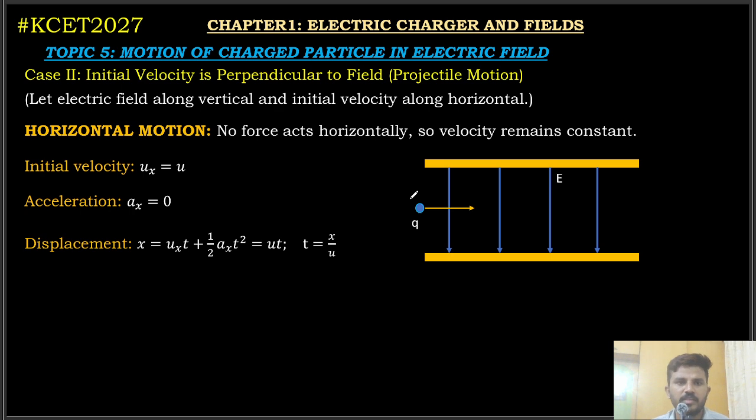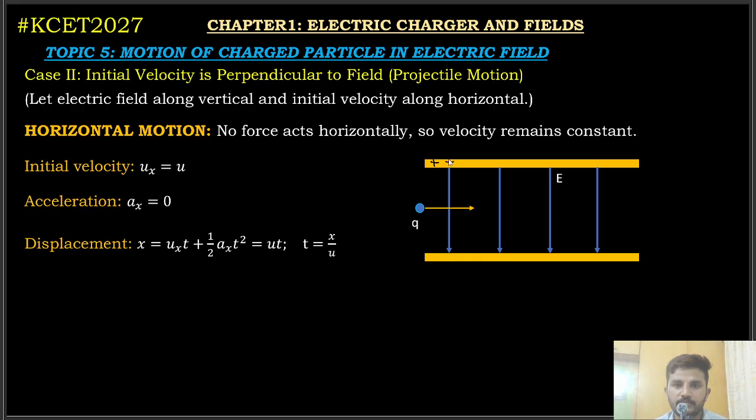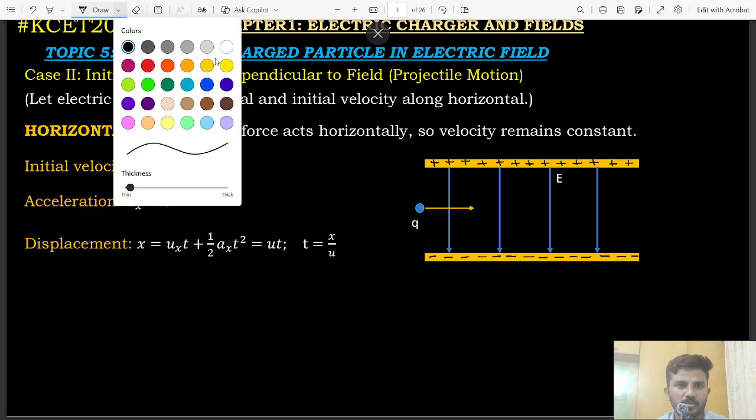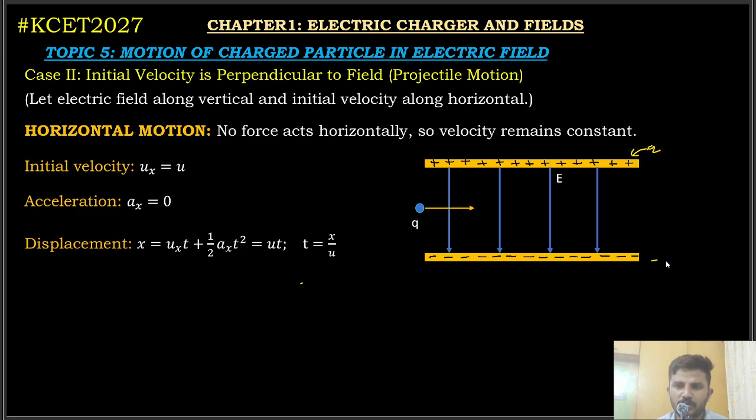Next we have the case where the initial velocity is perpendicular to the electric field. Dear students, if you observe here, we have a positive plate to which positive charge is given. Here we have a negative plate, and an equal amount of negative charge is given. Because of the positive charge given to this plate and negative charge given to this, there will be creation of an electric field here.